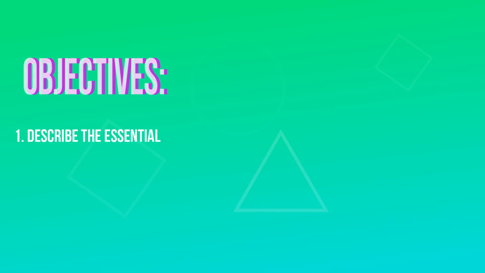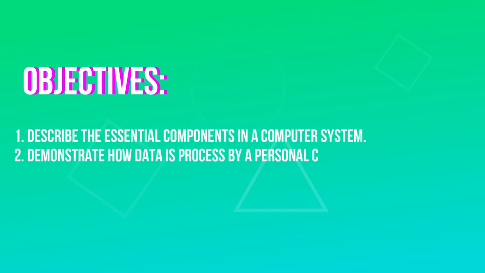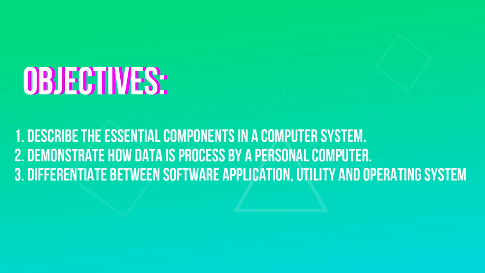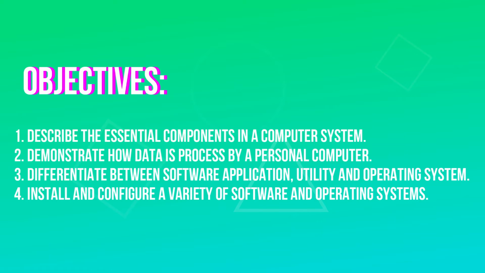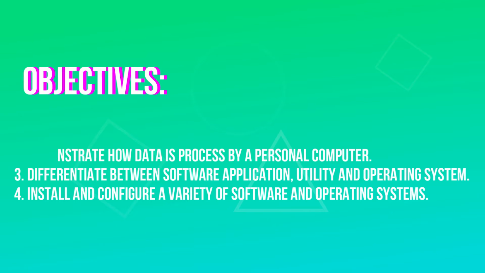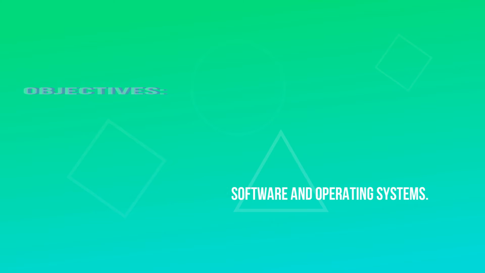Objectives. Today's objectives include: 1. Describe the essential components in a computer system. 2. Demonstrate how data is processed by a personal computer. 3. Differentiate between software application, utility, and operating systems. 4. Install and configure a variety of software and operating systems.